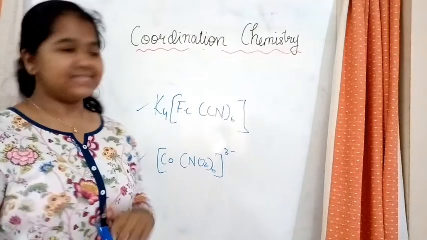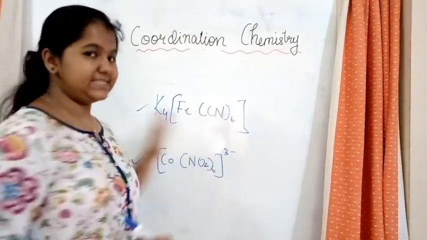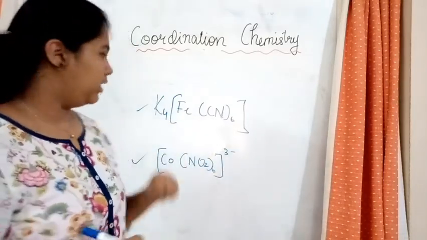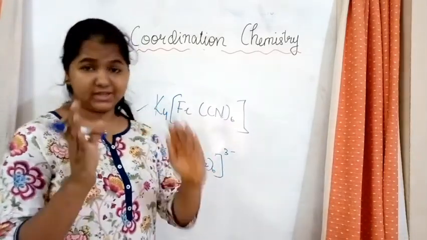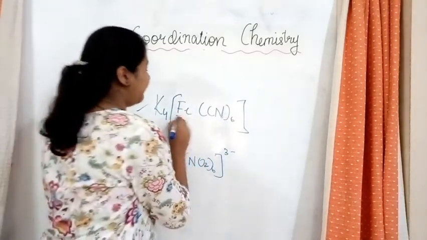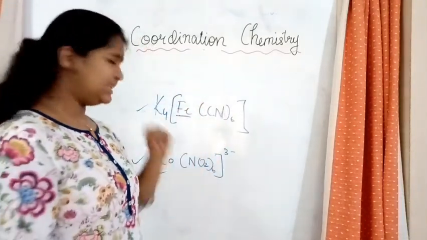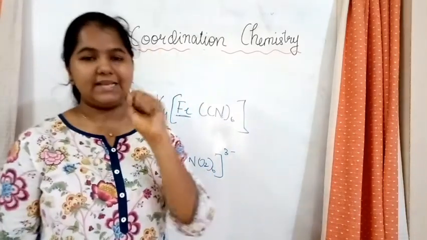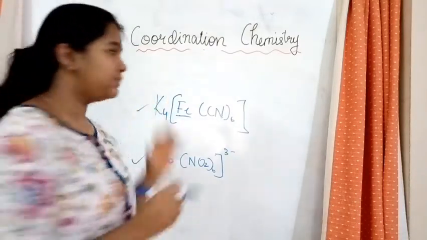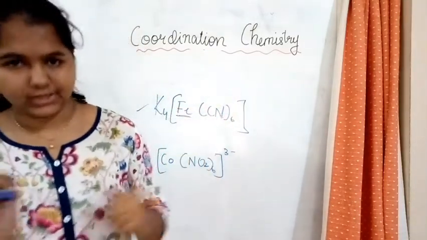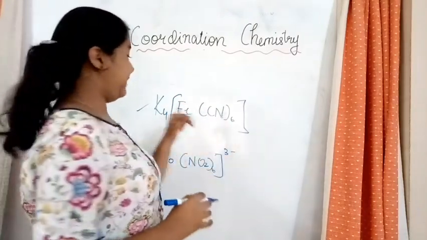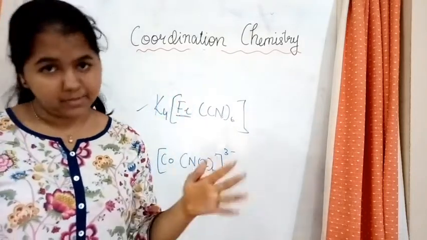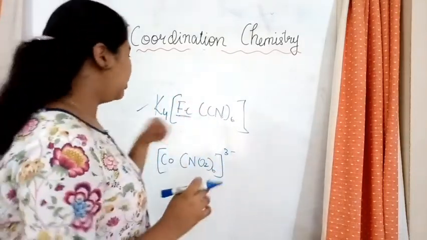So now we'll discuss two examples. The first example is K4[Fe(CN)6] and the second one is [Co(NO2)6]3-. So let's name both of them. For naming this, I told you this example before. So Fe is written as ferrate. Why is that? Why can't we write it as iron-ate? It is because when the central metal atom is in the negative part, that is, when the coordination entity has a negative charge, then the name of the central metal atom inside the coordination entity would be written in the Greek name with ATE in the end.